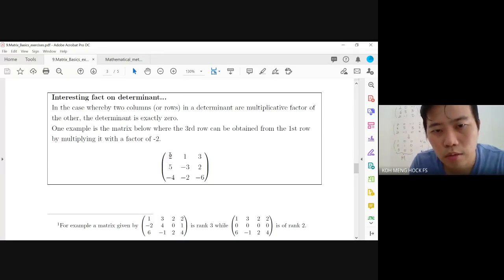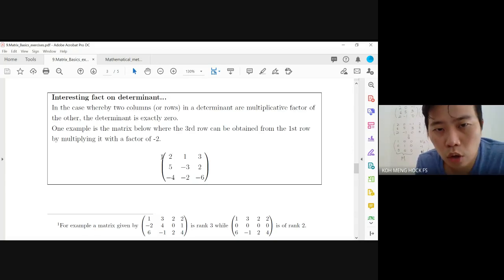Meaning, from row 1 to row 3 we multiply by -2. Row 1 multiplied by -2 gives -4, then -2, and 3 times -2 is -6. So in this situation your determinant is 0. You don't need to do any calculation, you know this equals 0.